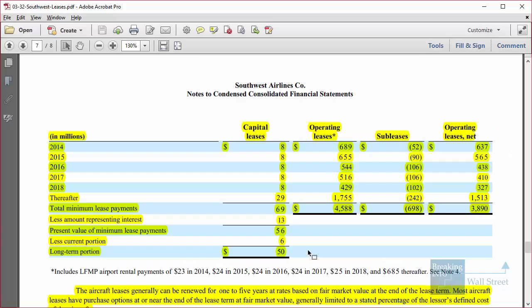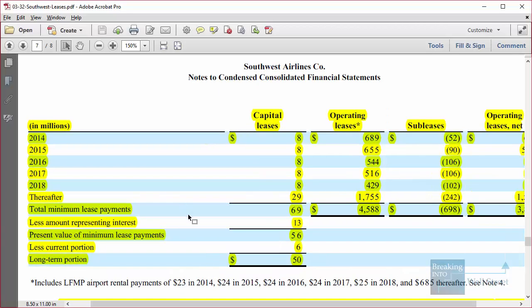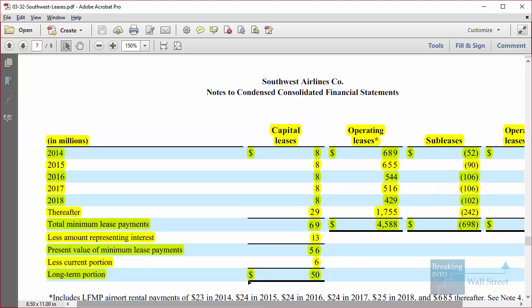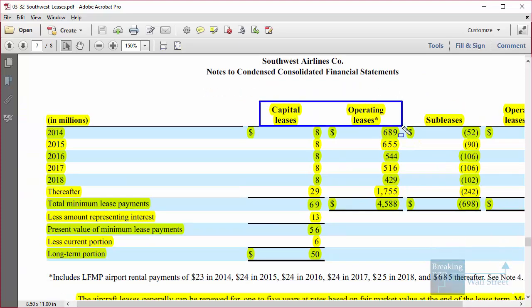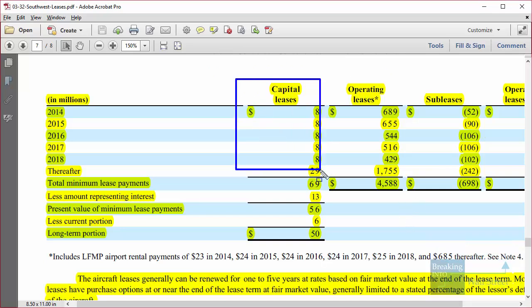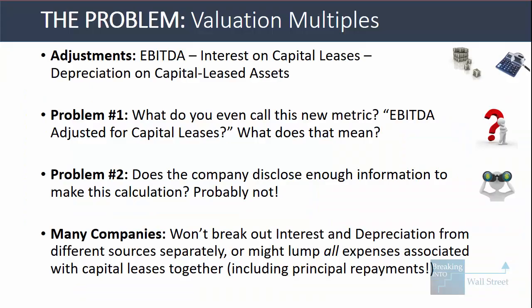One example is if you look at Southwest Airlines filings, the way they disclose it, they have capital leases and operating leases. They also have subleases. But under capital leases, they're not breaking out different expenses separately. They're just showing everything together all in this one column. They're not even breaking out interest versus depreciation separately. They're not breaking out principal repayments, if there are any, on the capital leases. So that's another problem that you run into here.